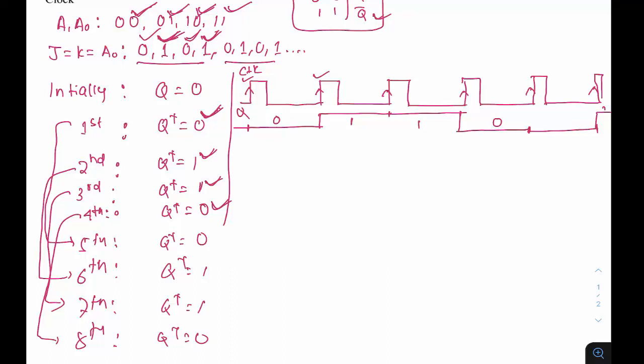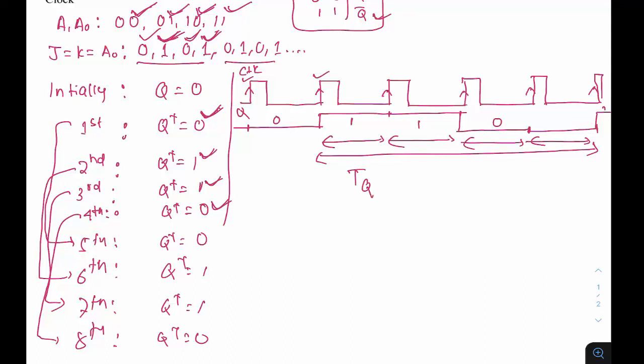If I ask you, what is the period of this one? If I concentrate on this particular segment, what is the period? If you see how many clocks this is covering, this is 1 clock, this is the second clock, then this is the third clock, and this is the fourth clock. So basically, the time period of Q is equal to 4 times T clock, or 1 cycle of Q is covering 4 clock cycles.